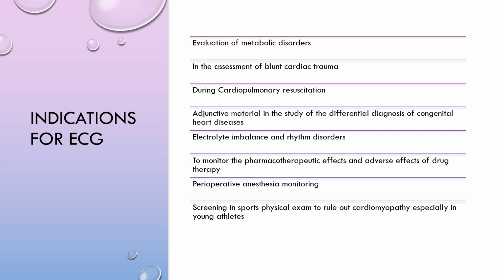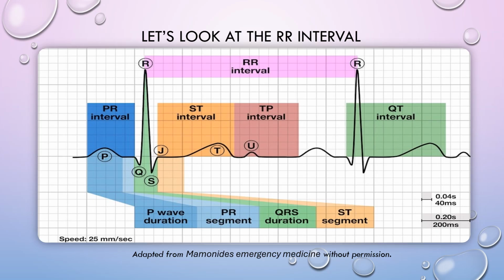We want to evaluate metabolic disorders in blunt cardiac trauma, and during CPR, where we need continuous ECG monitoring. It is an adjunct in the study of differential diagnosis of congenital heart disease, electrolyte imbalances, rhythm disorders, pharmacotherapeutic effects, and perioperative anesthesia monitoring before, during, and after surgery. And then in sports physical examination, we need to rule out cardiomyopathy in those sports people. So from now on, we'll be looking at the RR interval as we calculate the rate.